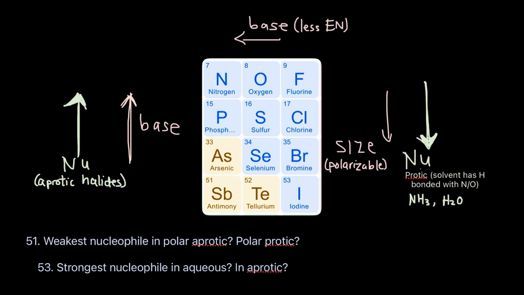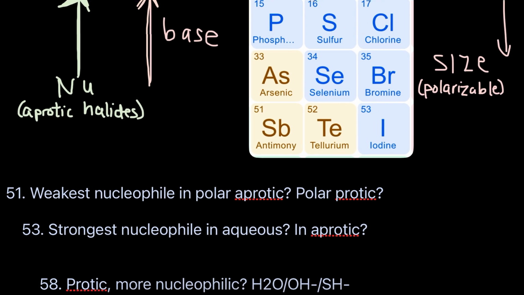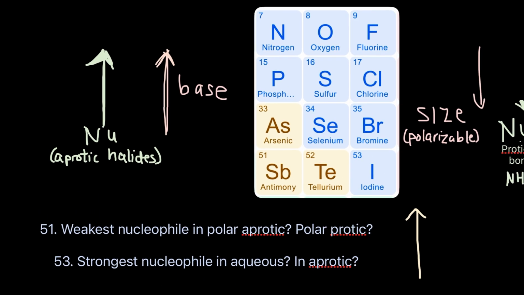In today's video, we'll go over several sample problems about who is a stronger nucleophile. First problem, who is the weakest nucleophile in a polar aprotic solvent? The trick here is to memorize polar aprotic strong nucleophiles point upwards, and so the strongest one is going to be fluorine for polar aprotic, so the weakest one must be iodide.